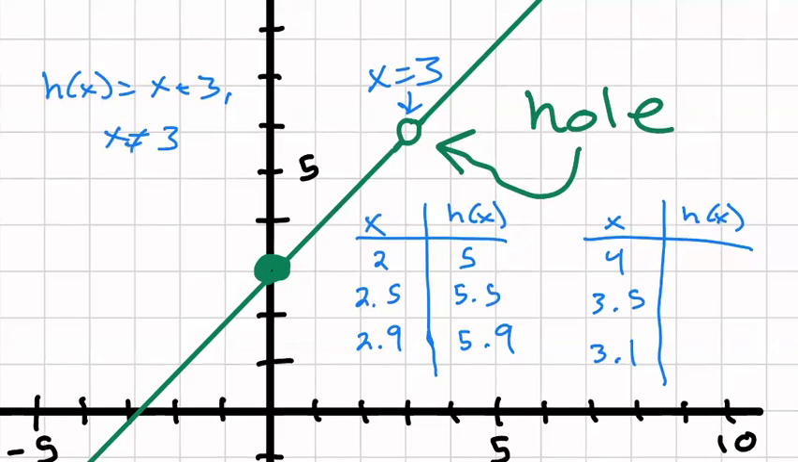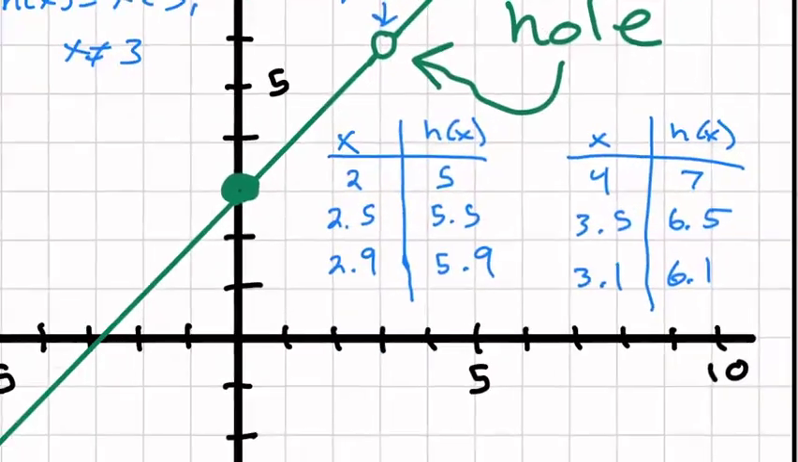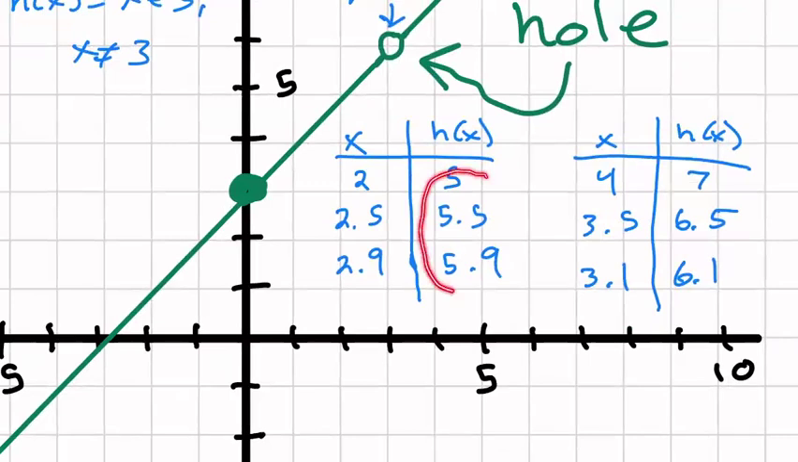On the other side, we can do the same thing, but this is going to give us 7, 6.5, and 6.1. Which, nice thing here is we could start seeing some consistent agreement with what's going on. These values are definitely approaching 6 and getting closer.